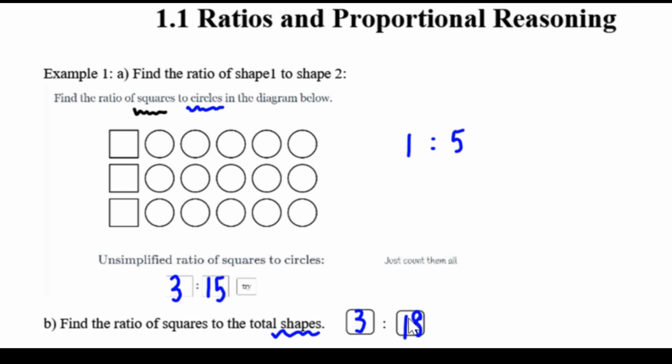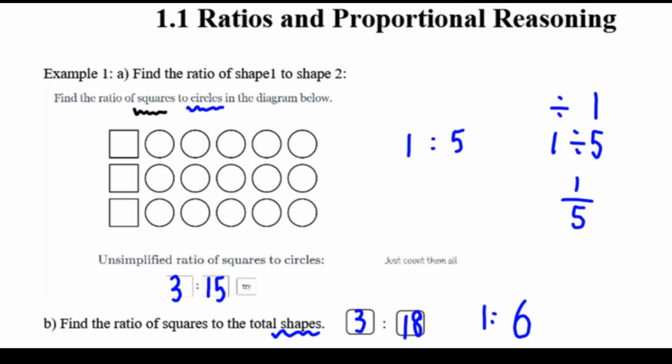If both divide by 3, you will see it will be 1 to total 6. So group them into 3 groups. Then the simplified ratio is 1 to 6. So ratios means quotient, division. 1 divided by 5. So this one is ratios. Or you could write it as a fraction 1 to 5.